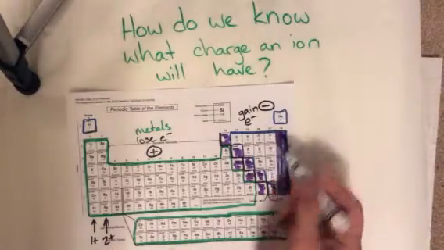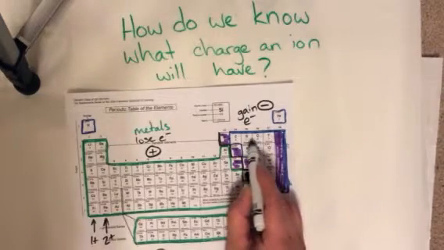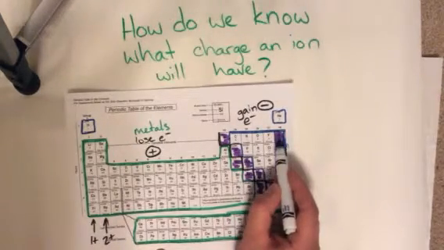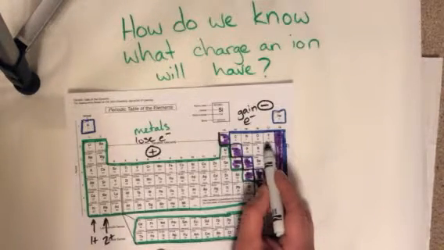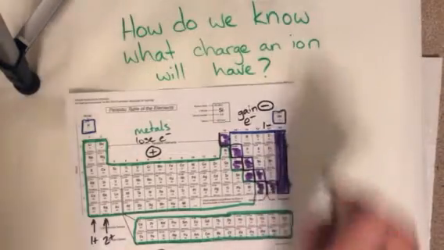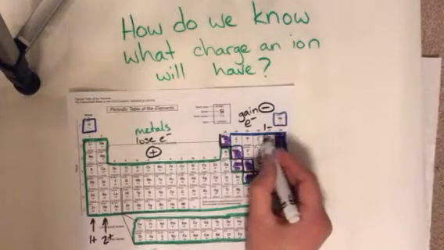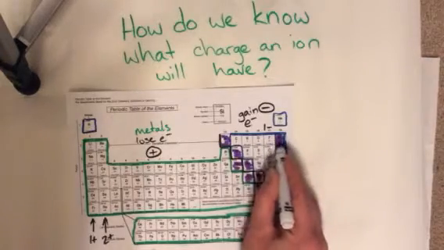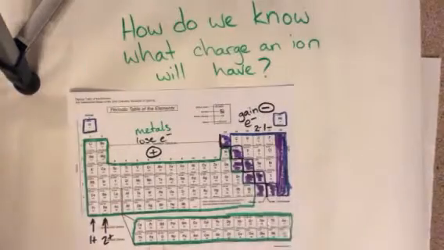On the other side of the table, we can predict what charge these will be because if you count how many it takes to get to the noble gas, that's how many electrons it has to gain. So for example, fluorine has 9 electrons. If it wanted to be like a noble gas, it could just gain 1 electron and it would have a 1- charge. Group 17 has a 1- charge. Group 16, well, oxygen would have to gain 2 electrons to become like a noble gas. So it would have a 2- charge.